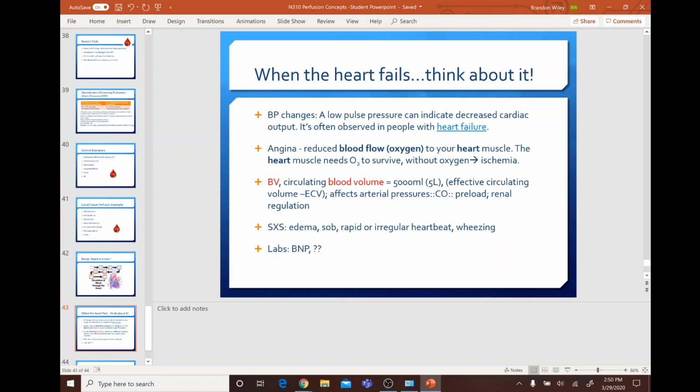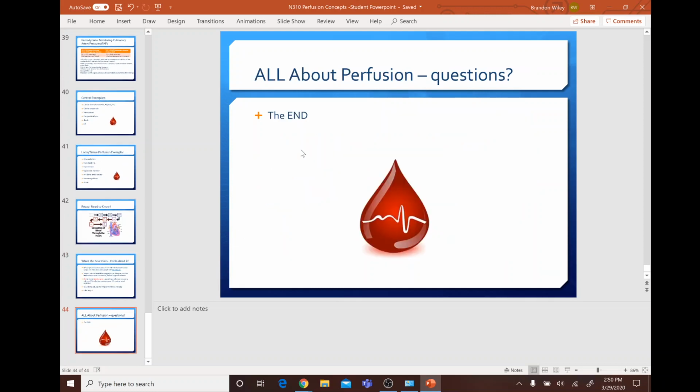So, when the heart fails, you're going to have BP changes. Low pressure can indicate decreased cardiac output, which is observed in people with heart failure. Angina, you're going to have reduced blood flow to the heart muscle. The heart needs oxygen to survive. Without oxygen, you have ischemia, which leads to an infarction if the ischemia is prolonged. Then blood volume is important. And you just check labs and stuff. So that's that one. Not too bad. We'll go on to the next one.